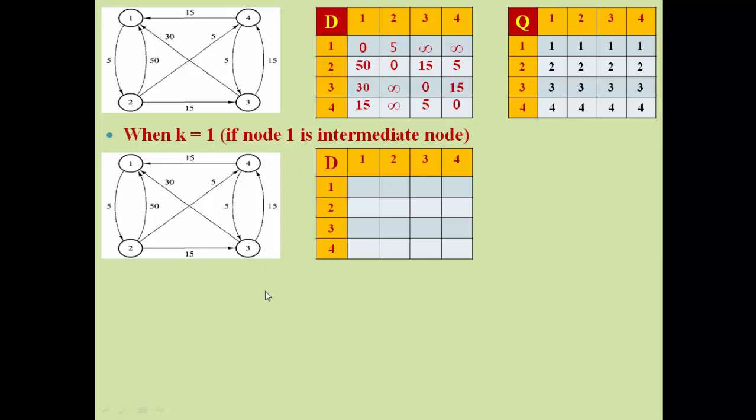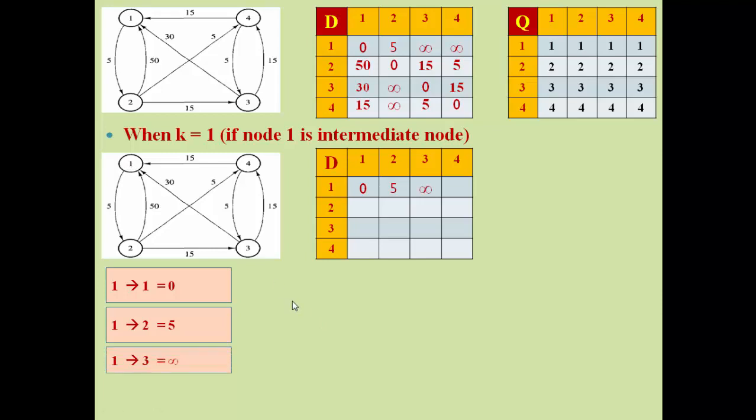So when we reach from 1 to 1, the answer is definitely 0. When we reach from 1 to 2, considering 1 as an intermediate node, the answer is again 5. There is no direct path from 1 to 3, so it is the sentinel symbol, and there is no direct path from 1 to 4, so again it is a sentinel symbol. So when we consider 1 as an intermediate node, for the first row it is definitely the same as our initial value.